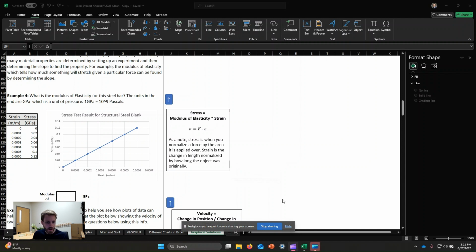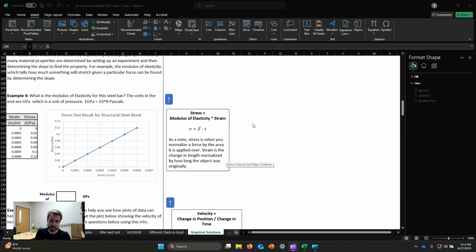Okay, welcome back. So here's another example where we're looking at a linear relationship between variables and trying to figure out a property of a physical thing. In this case, instead of an electrical circuit, we're looking at a steel bar, and we're saying the relationship between the stress on the bar, or the force that you apply to it relative to its area, is related to the strain, which is how much it stretches or compresses linearly relative to its length. And that's what stress and strain are.